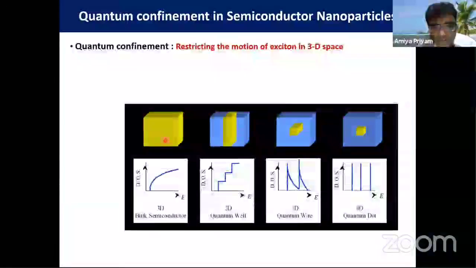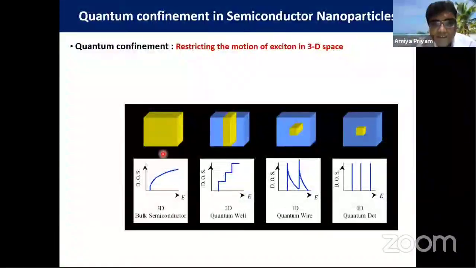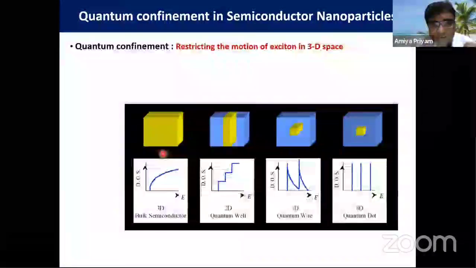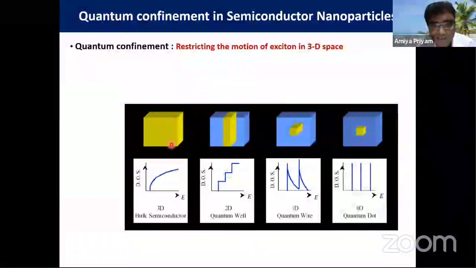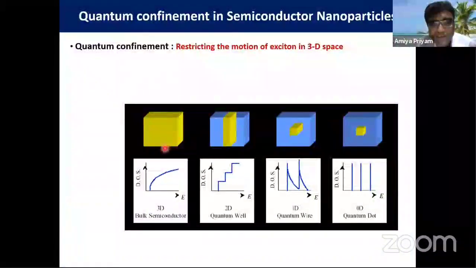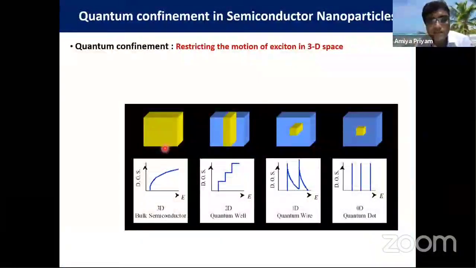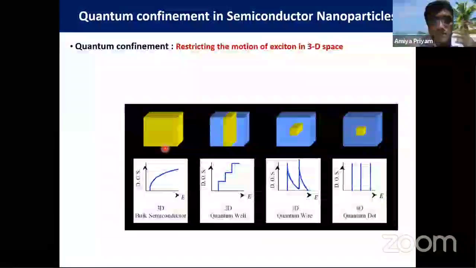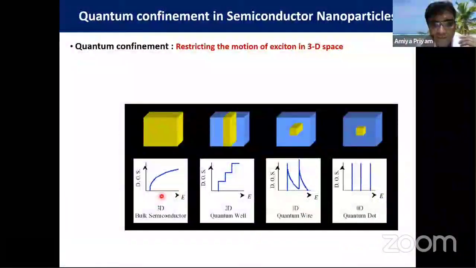This picture gives you a bulk crystal in which the dimension along the X, Y, Z axes, along all 3 axes, is so large that the exciton sees an infinite distance that it can travel. It is free to move. So that is a bulk crystal, and the density of states profile is like this.